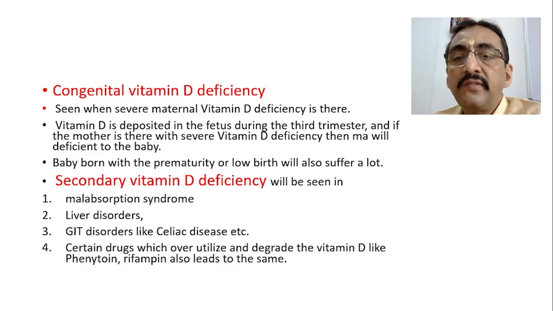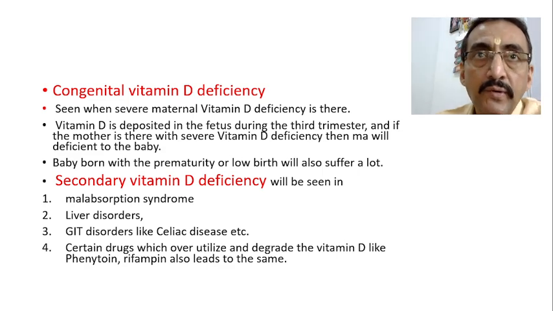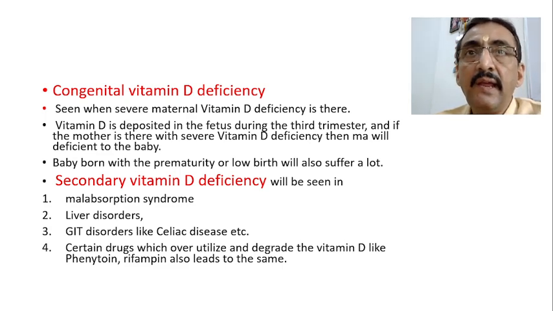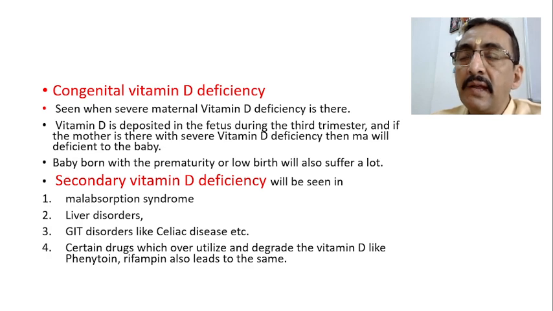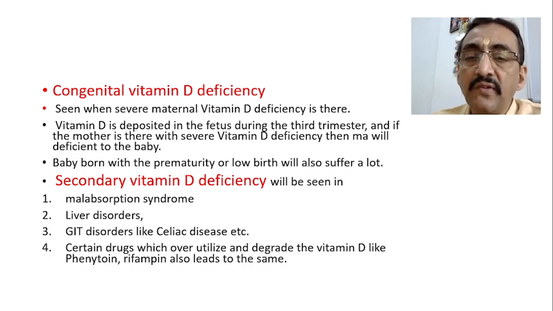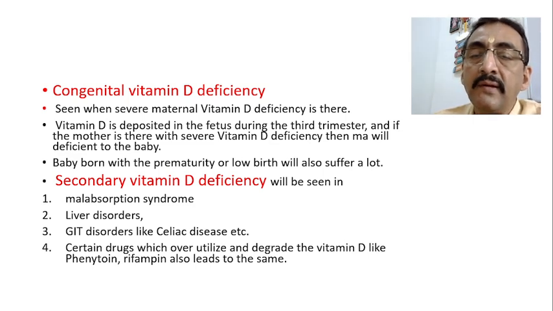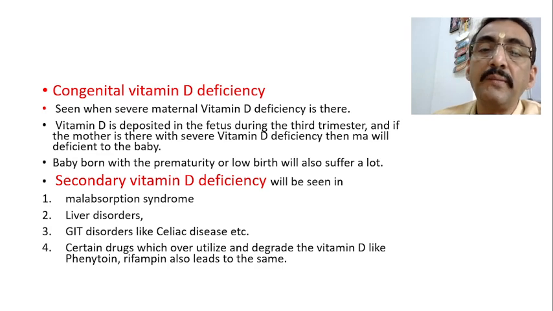Now comes the next one, that is secondary vitamin D deficiency. So what do you mean by secondary vitamin D deficiency? That means if the child is having some malabsorption syndrome, some liver disorders, some GIT disorders like celiac disease, or if the child is exposed to certain drugs which overutilize and degrade the vitamin D like phenytoin, rifampicin, etc. So that may lead to secondary vitamin D deficiency.